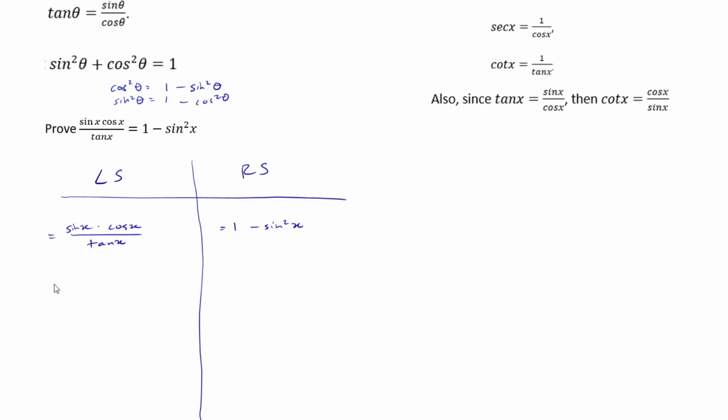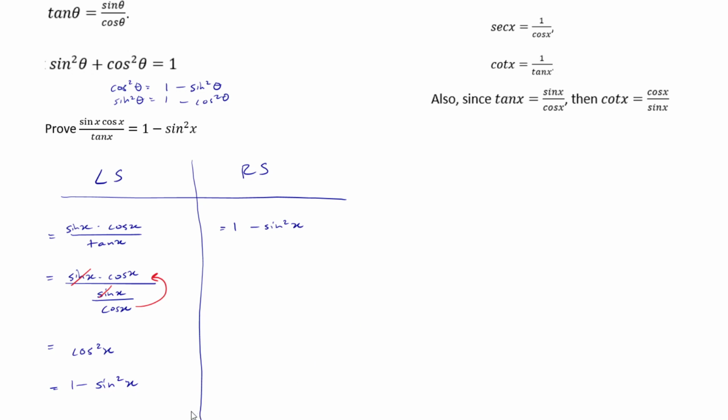I'm going to start on the left hand side, and I'm going to say that sine x cos x all over sine x over cos x. So instead of writing tan x over here, I'm going to replace it with sine x over cos x. And so the sine x and the sine x will cancel, and this cos x will move up here. And so I'll end up having cos x times cos x, so that's equal to cos squared x. And cos squared x, as we saw right here, is equal to 1 minus sine squared x. So I have 1 minus sine squared x.